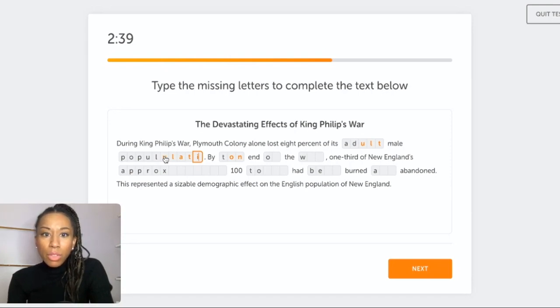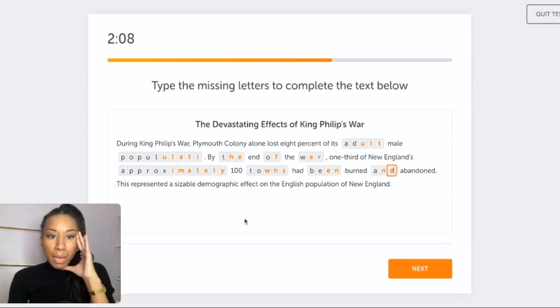By the end of the war, they are 1/3 of New England's approximately 100 towns had been burned and abandoned.